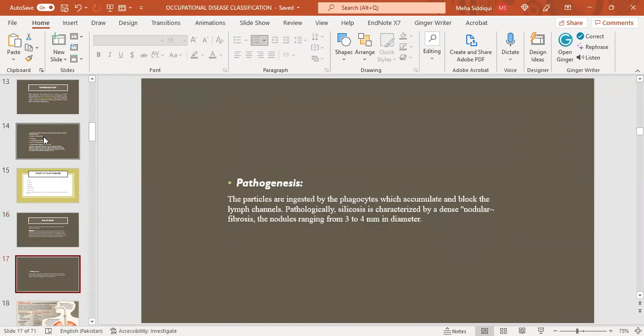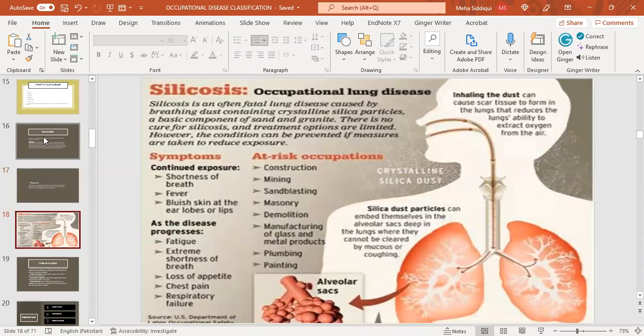Pathogenesis. The particles are ingested by the phagocytes, which accumulate and block the lymph channels. Silicosis is characterized by dense nodular fibrosis, the nodules ranging from 3 to 4 millimeters in diameter. Now, these are the symptoms.